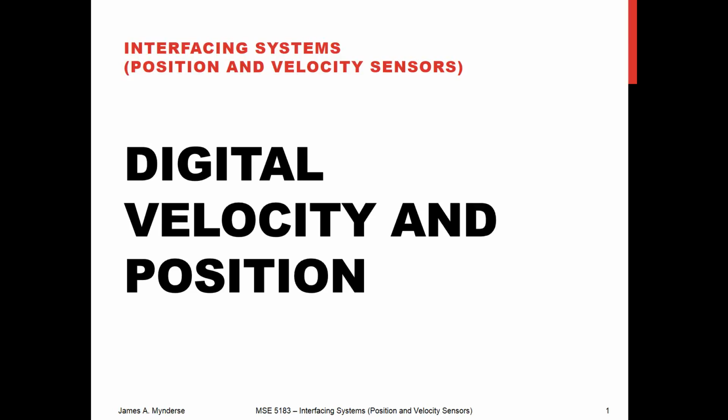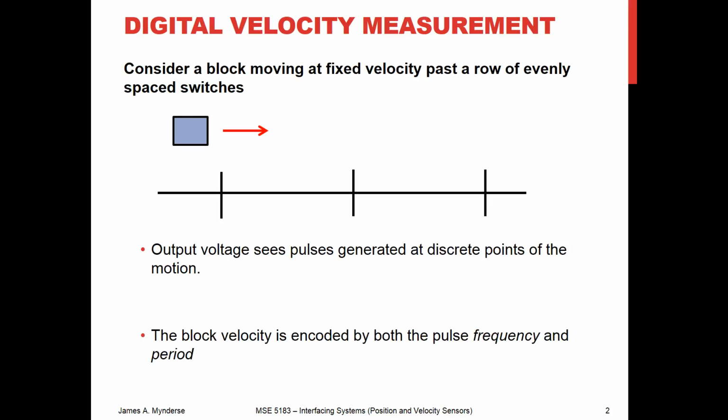Hi folks, so let's pick up again with interfacing sensors, and now we're going to talk about digital velocity and position measurements. So let's think about a block moving from left to right, and it's going to pass these vertical lines. Think of the vertical lines here as switches, and they're evenly spaced in this case.